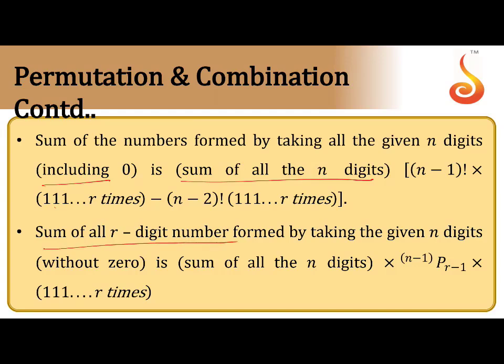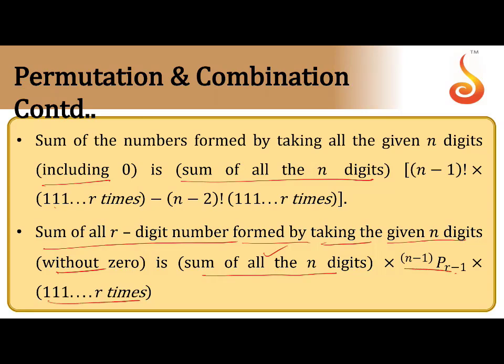Next, the sum of all numbers that can be formed by taking given n digits. Suppose I want to select only a few things, make numbers and add them to get a sum. In that case, without 0, what is the formula? Sum of all digits into (n minus 1)P(r minus 1) into 111, r times only. This is common for all the cases. Sum of all digits into (n minus 1)P(r minus 1). We are taking r objects and making the sum. These three terms you can remember.